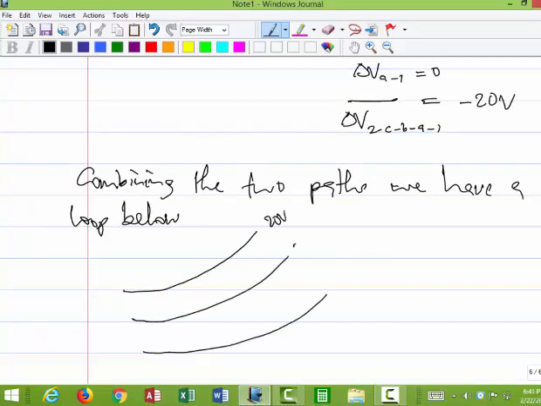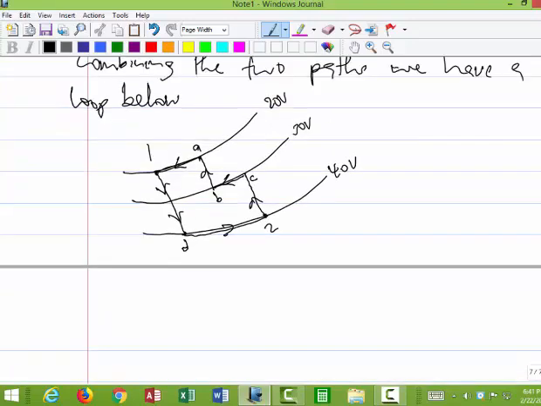So 20 volts, 30 volts, 40 volts, and we had one goes here to B, and then to 2, and then 2 goes to C, to B, to A, and then to 1. Okay, so we had a path like that. If you look at that path, what that means is that the potential going from 1 to 2 is positive 20, going from 2 to C to B to A to 1 is negative 20. So the potential difference over the entire loop is equal to 0.